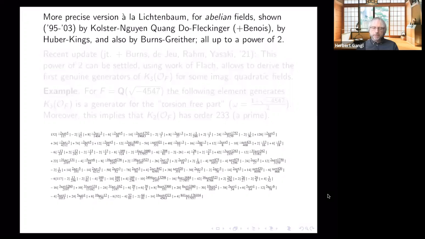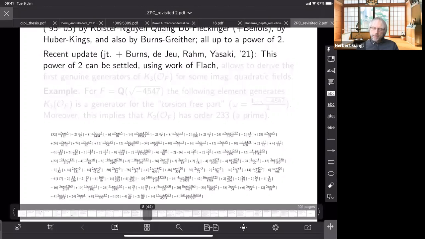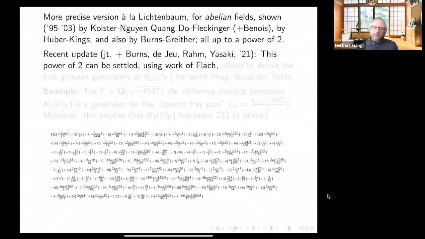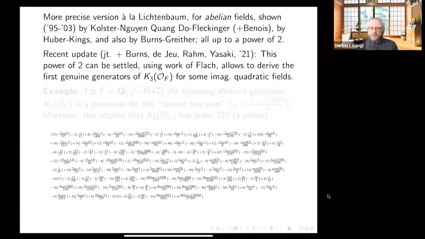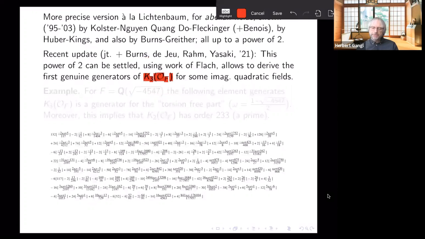And in a recent update, joint work with Burns again, Zagier, Ram, and Yasaki, we showed that the power of 2 can be settled using the seminal work of Flach. And this actually allowed us, so there's a kind of byproduct that I wanted to share. This allows us to derive the first genuine generators of that group K3 of O_F for some imaginary quadratic fields. Before, everything was up to torsion.